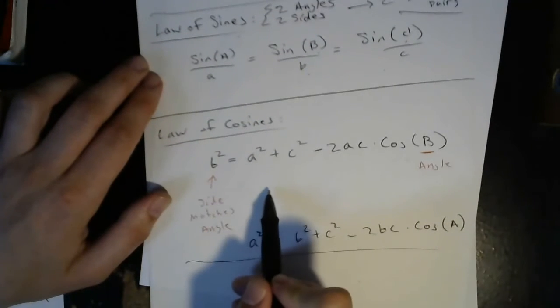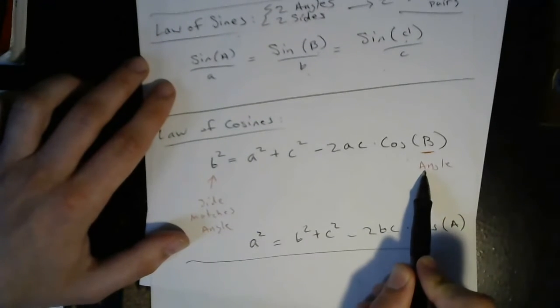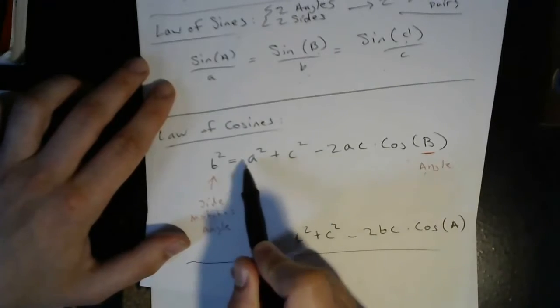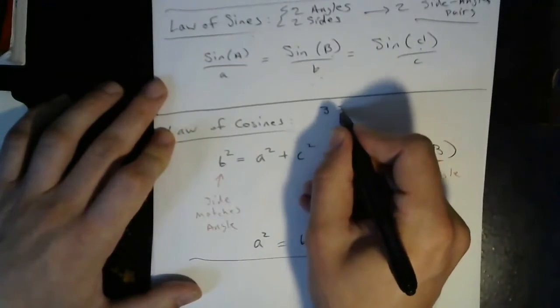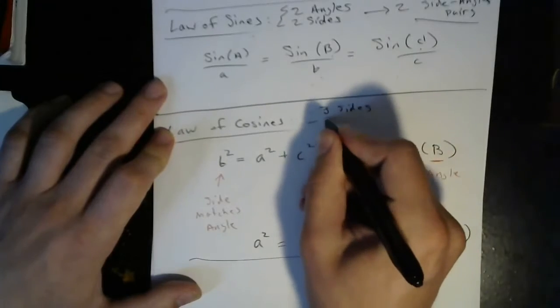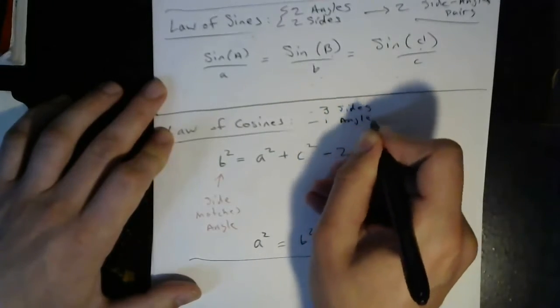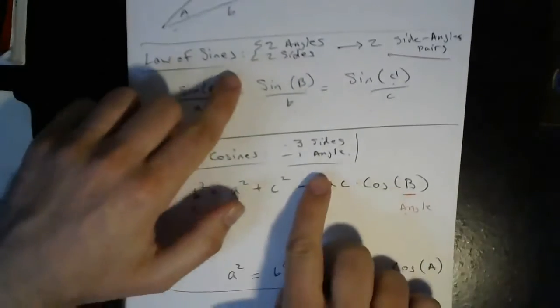The law of cosines, on the other hand, involves one angle, and then everything else here is sides. So with the law of cosines, you have three sides and one angle. That's the difference.